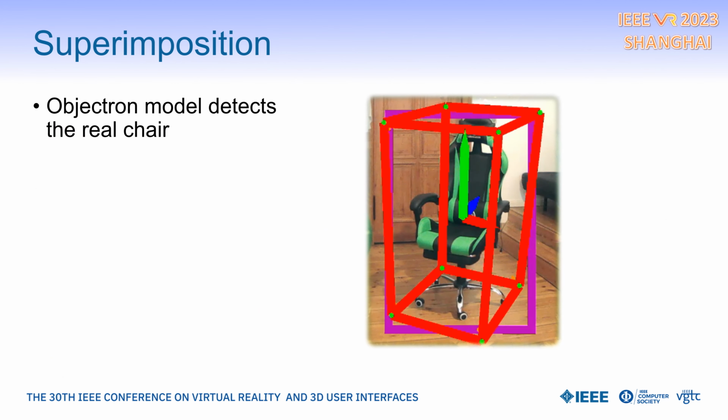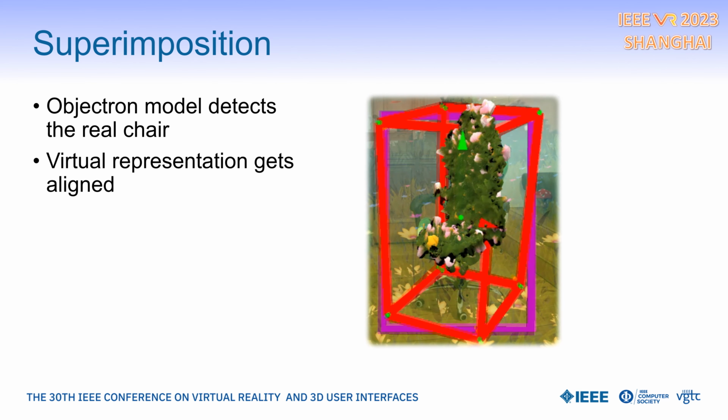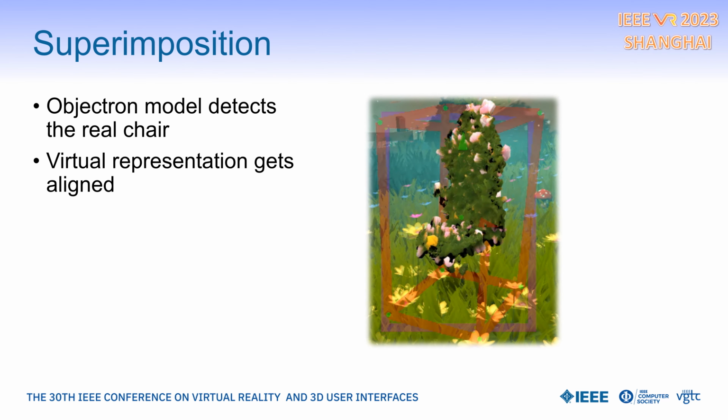To superimpose virtual representations of real-world objects that frequently get moved, like office chairs, they need to be tracked. We use a model trained on the Objectron dataset, which estimates the 3D bounding box that describes the position, orientation, and dimension of the object. These parameters are then applied to the virtual representation to superimpose it, so it resembles the real object in all regards except for its appearance.